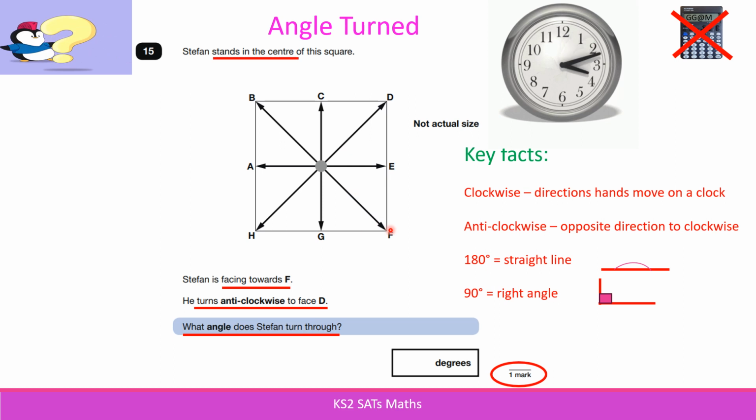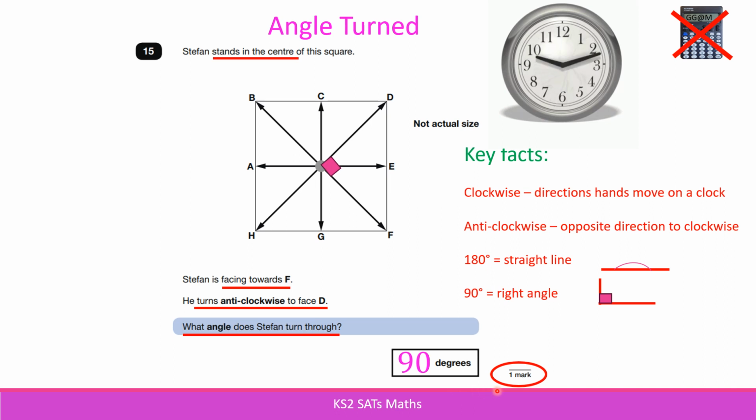So that means between F and D is the angle here in the middle. So we've got to look at this angle here in the middle. This is what we're trying to work out. And between any 2 sections, we know the angle is going to be 90 degrees. So you just need to write 90 in your box, and that will give you 1 mark in the exam.